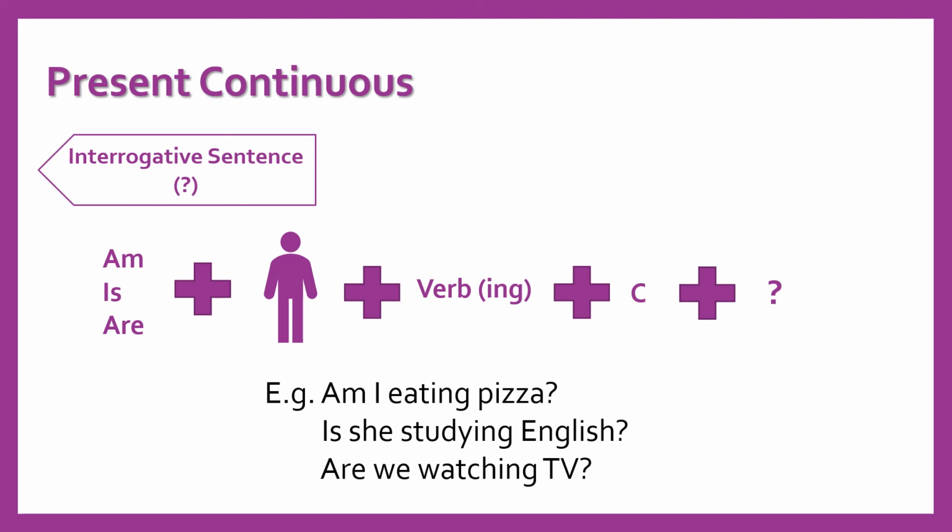For example, am I eating pizza? ¿Estoy yo comiendo pizza? Is she studying English? ¿Está ella estudiando inglés? Are we watching TV? ¿Estamos nosotras viendo televisión? And also remember that the question mark at the beginning of the sentence, el signo de interrogación al principio de la oración, we don't use it in English, no se ocupa en el inglés, solamente en el español.